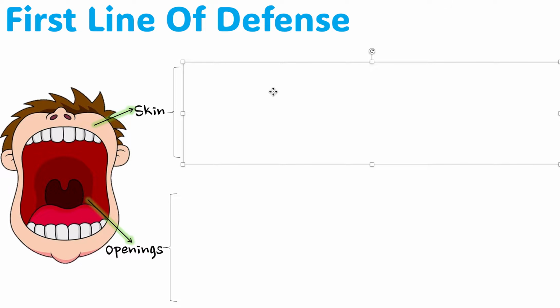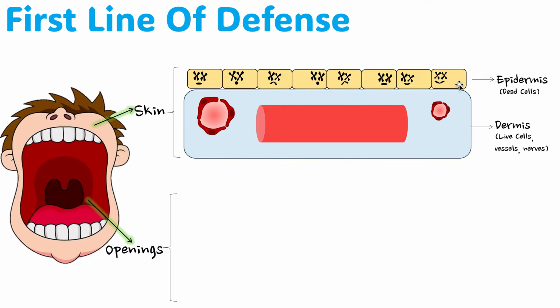So if we look at the skin, it has two layers, the epidermis and the dermis. The epidermis is a layer of dead cells. That's why I put these crosses here. They're dead cells. So when you feel your skin, those are actually dead cells. The very top layer is dead cells. But still, they're important because they behave like this wall that I just mentioned.